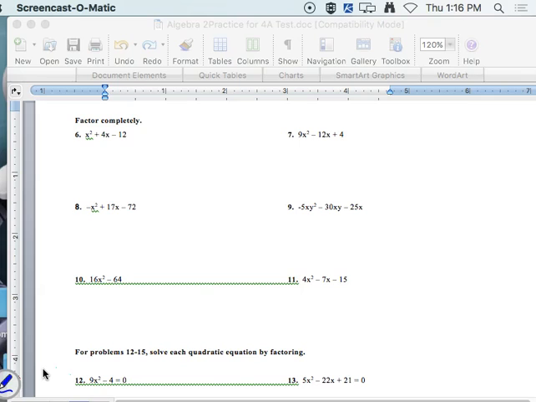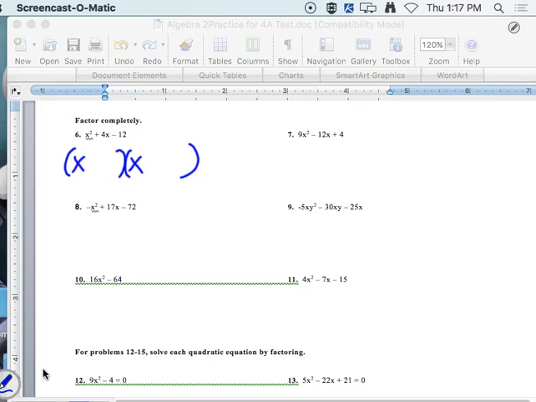So number 6 says x squared plus 4x minus 12. And the first thing I do is check to see, is there anything I could take out of all of those that would work nicely? And no, not going to happen. Next thing I do is look at the first and the last term to see if I'm dealing with a perfect square trinomial. Well, the x squared is a perfect square, but minus 12 is not a perfect square. So that brings me to good old-fashioned factoring.